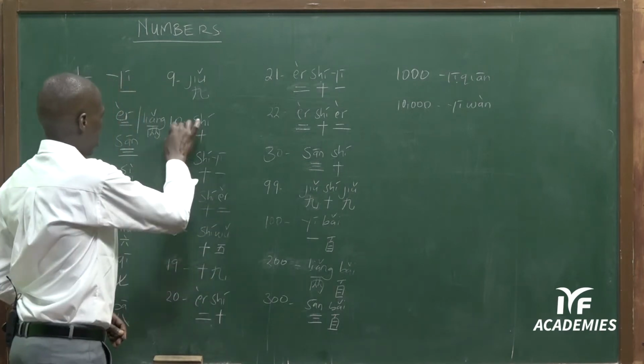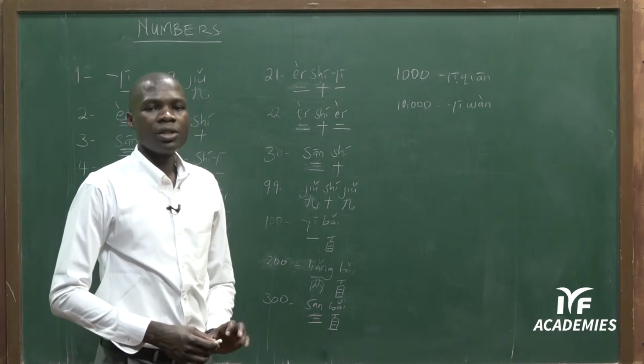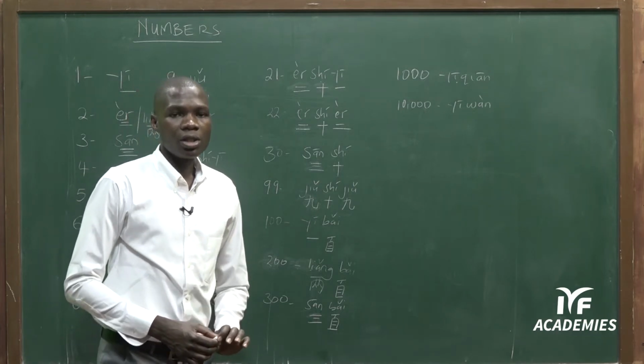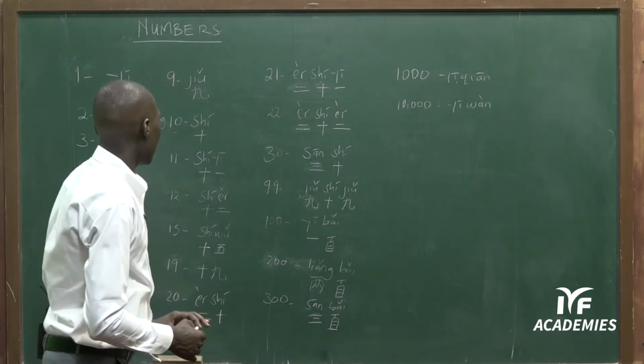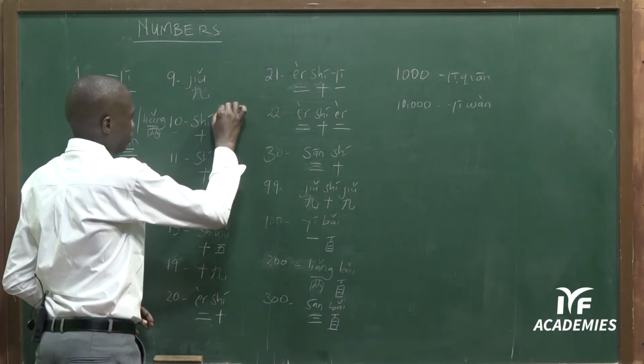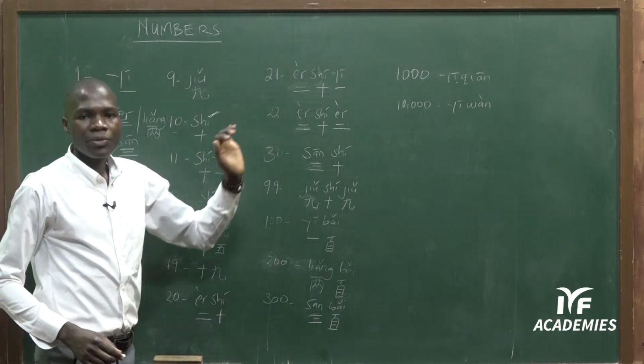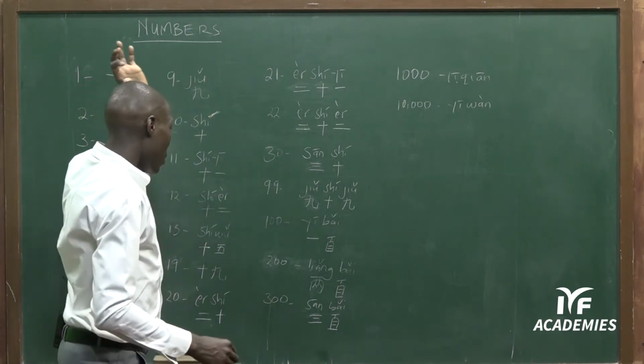Then from there, you have number 10. Number 10, shi, means number 10. Remember, it has the second tone, the ascending tone. Shi means number 10.